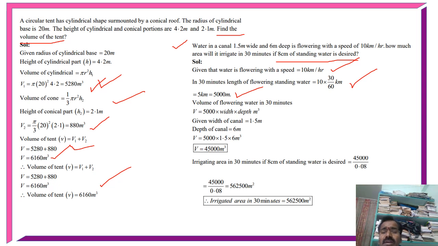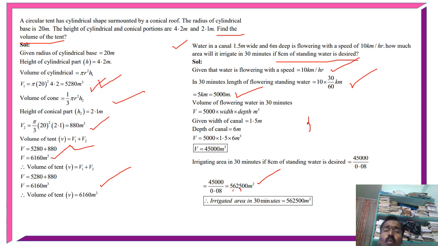But irrigating 30 minutes in 8 centimeters. So 45,000 divided by 0.08, and convert the decimal form to 8 by 100, we can take and simplify. We get 5 lakhs 62,500 meters square. We can convert it into hectares by dividing by 10,000.